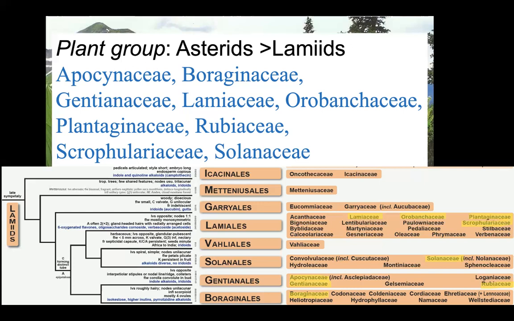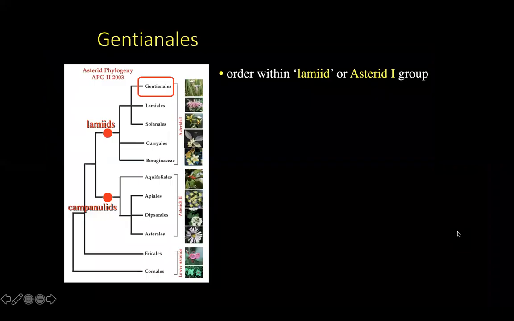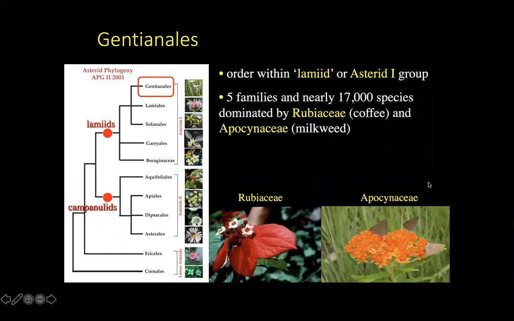And yes, let's begin our journey. Okay, so we're going to start with the Gentianales. This is a rather large group, mostly because of two dominant families, Rubiaceae, or the coffee family, and Apocynaceae, or the milkweeds.